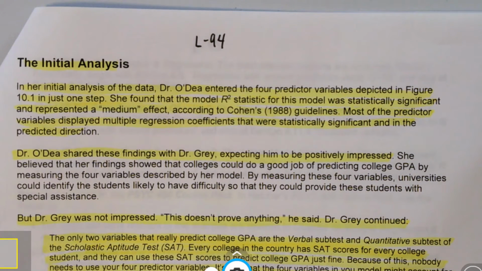In her initial analysis of the data, Dr. O'Day entered the 4 predictor variables depicted in the figure in just one step. She found the model R-squared statistic for this model was statistically significant and represented a medium effect according to Cohen's guidelines. Most of the predictor variables displayed multiple regression coefficients that were significant and in the predicted direction. Dr. O'Day shared these findings with Dr. Gray, expecting him to be positively impressed.